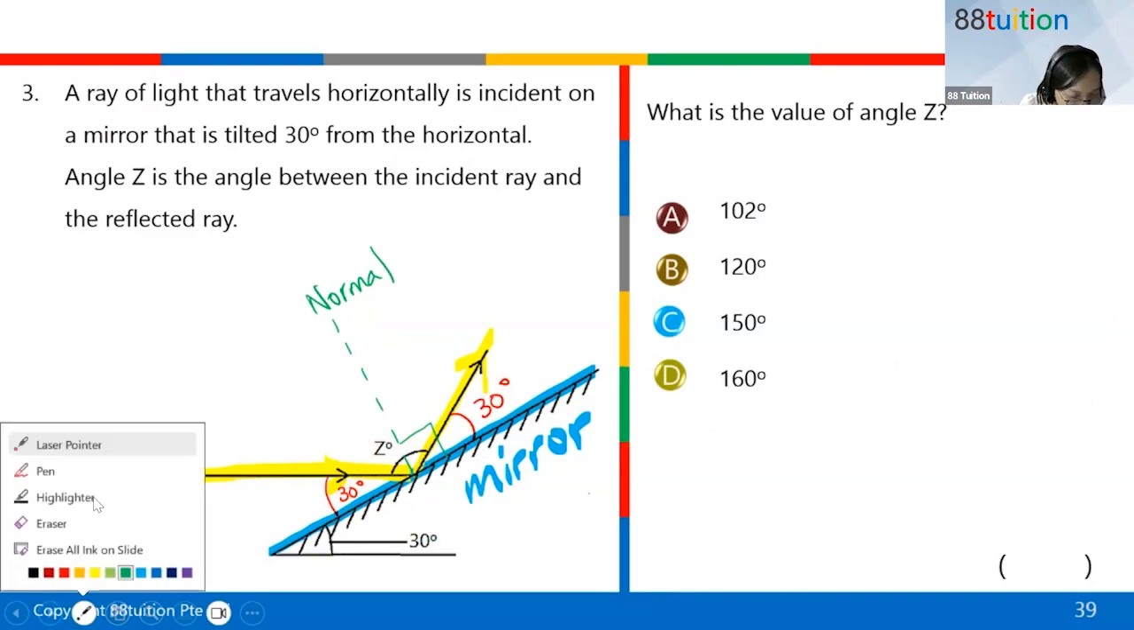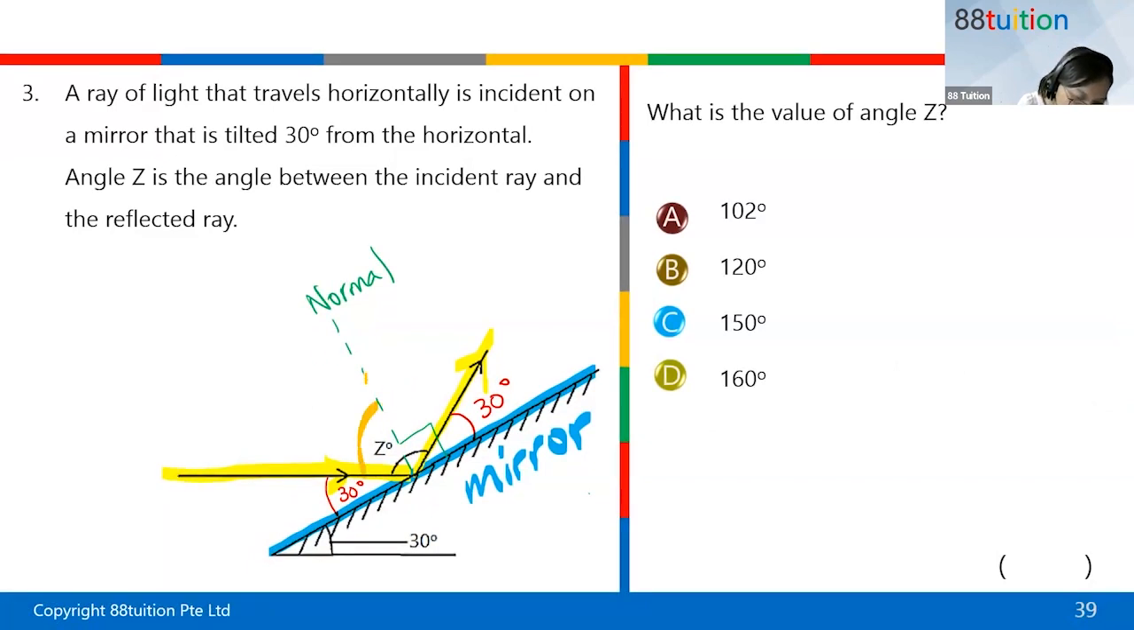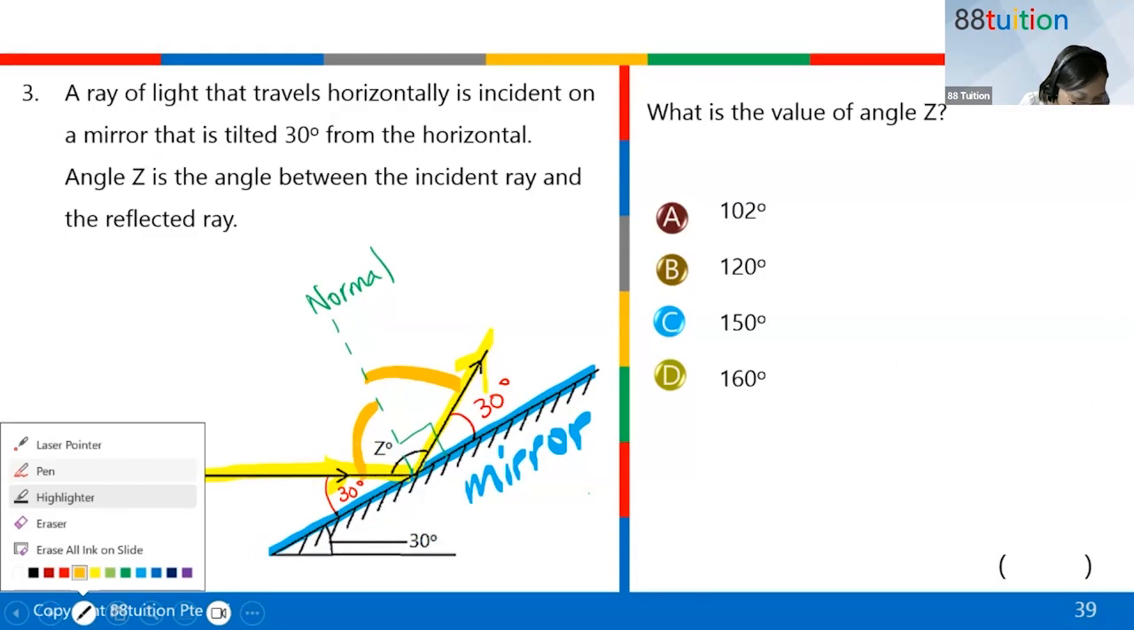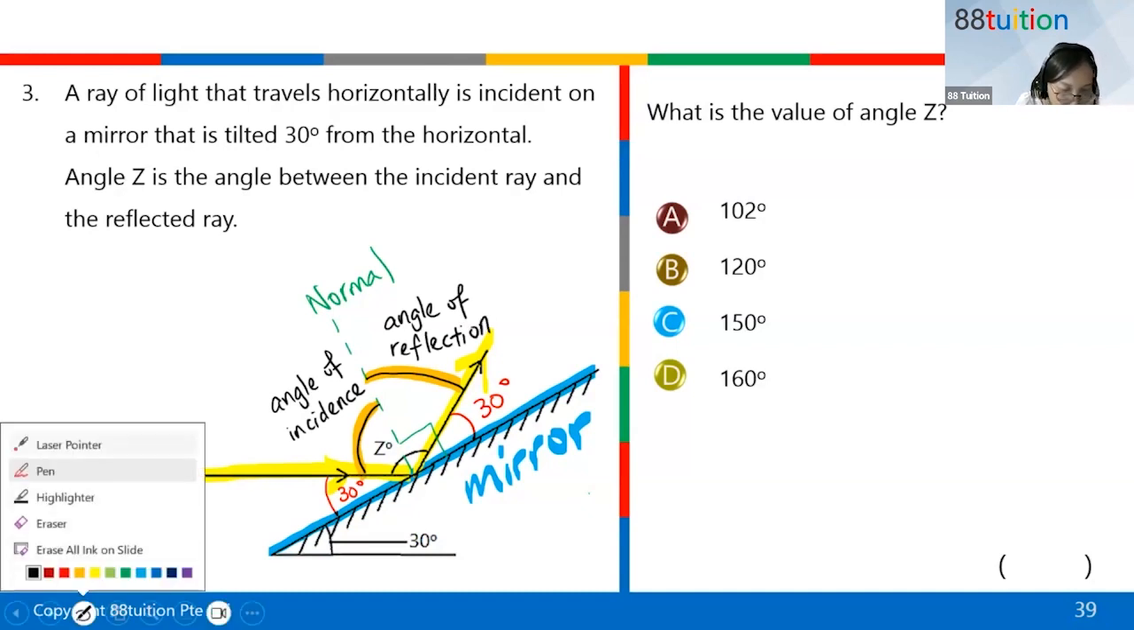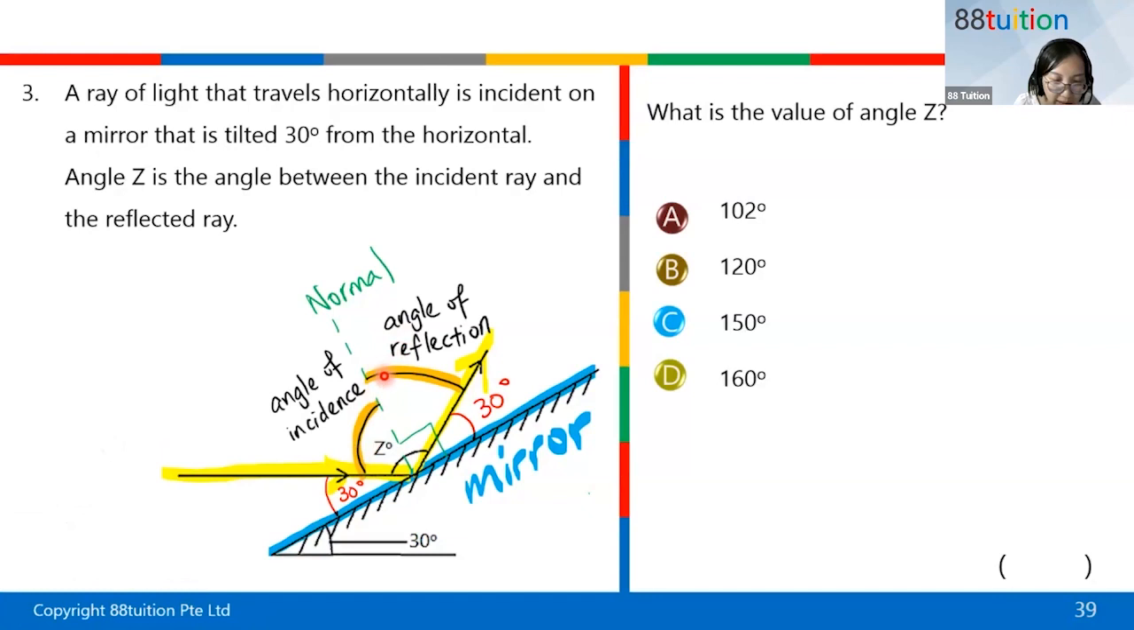Okay, so let me maybe use a highlighter. I shall use orange then. This angle and this angle must be the same. The two orange angles must be the same. And I call this the angle of incidence, and it's this one. And then this angle, I call it the angle of reflection. So from the law of reflection, these two orange angles must be the same. So angle of incidence equals angle of reflection.